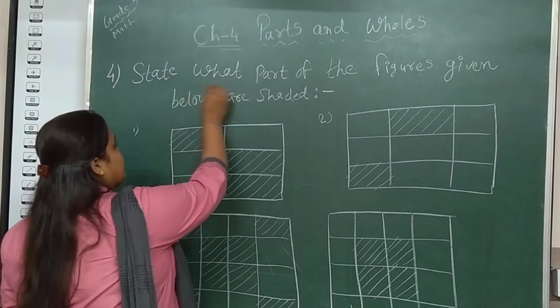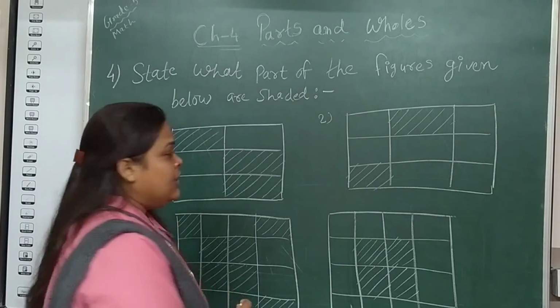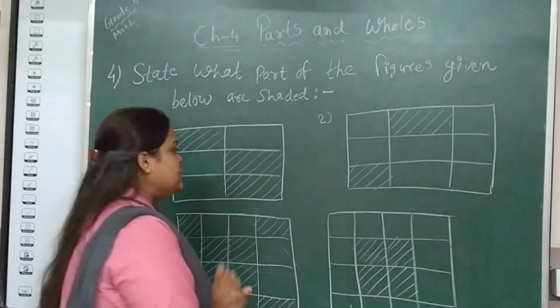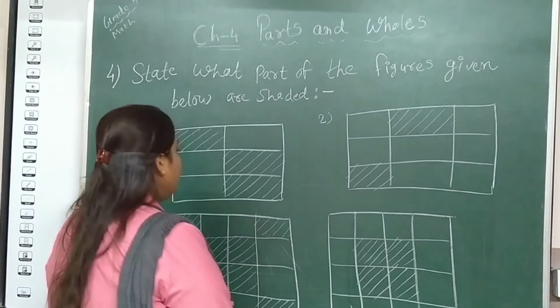Fourth one: state what part of the figure given below is shaded. Now here the figure is given. This is called a fraction, which we have learned already in grade 4. Now what is that?